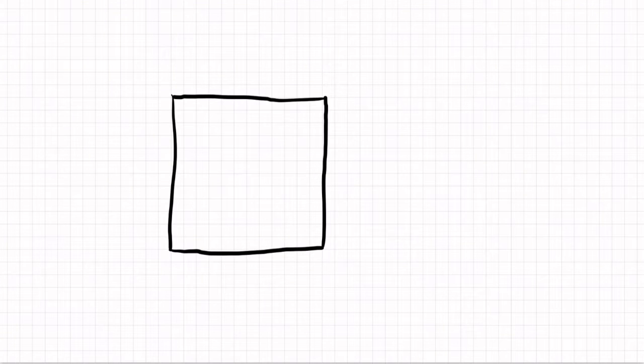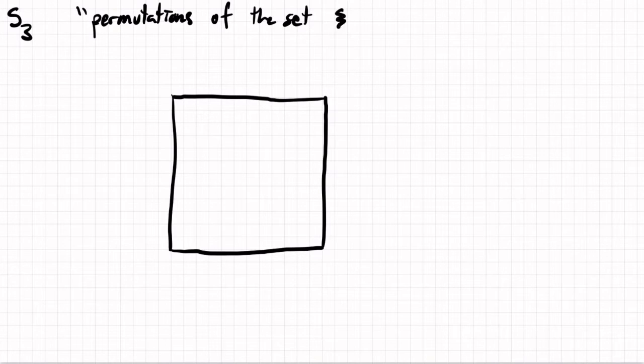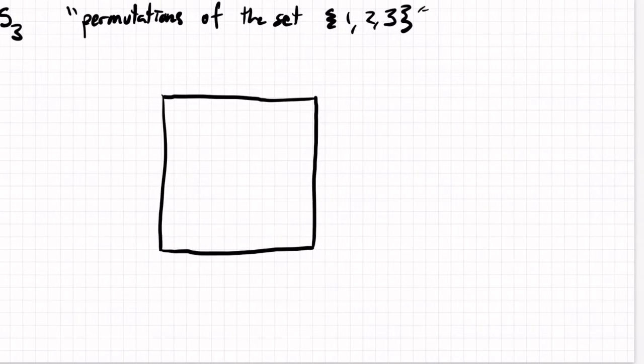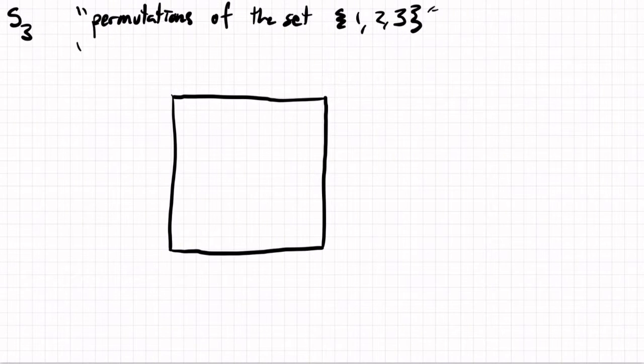So in a previous video, we talked about S3, and there were two ways to think about S3. One was as the permutations of the set containing 1, 2, 3, so the set containing 3 elements. And then the second one was as the symmetries of a triangle.